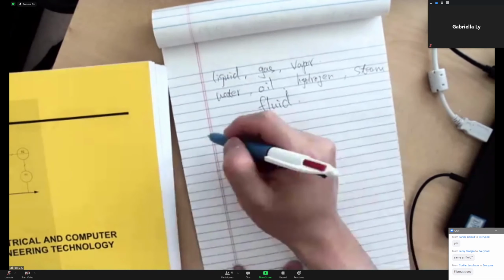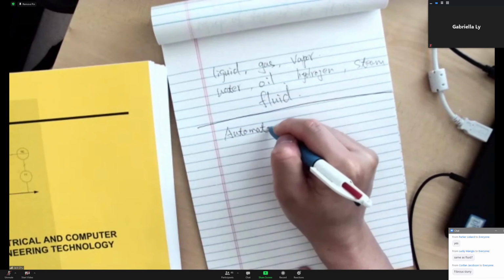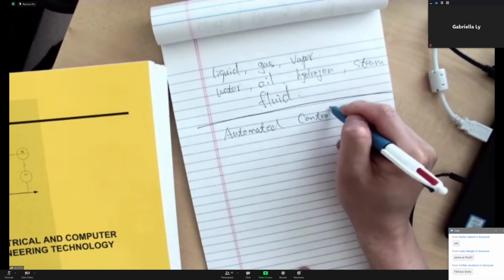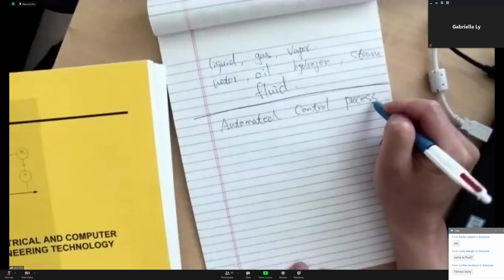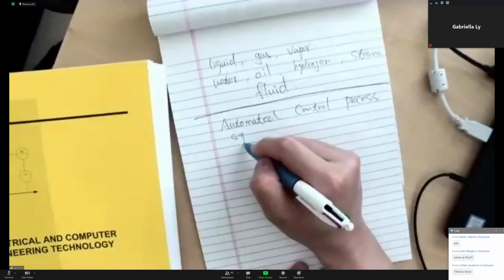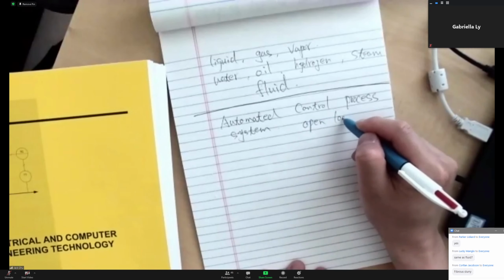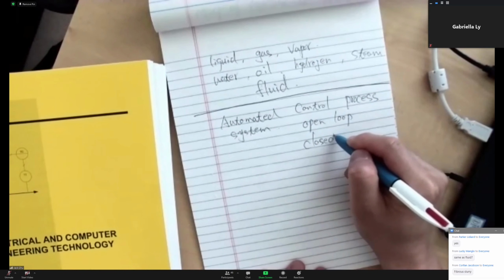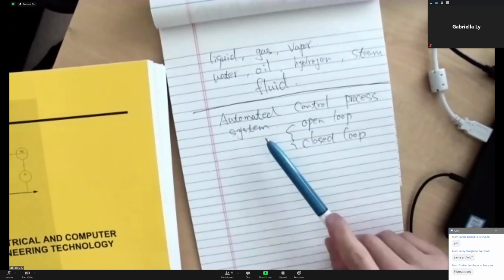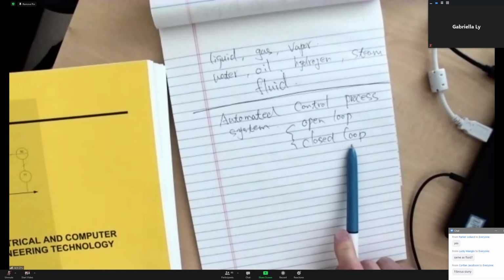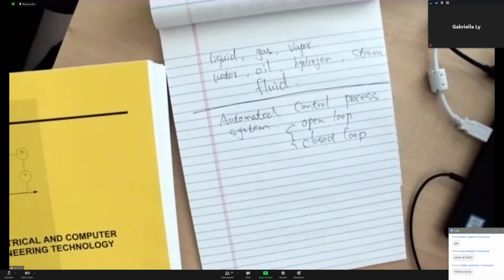Another one I think we mentioned before is for the automatic controls. Either you call it the control process or control systems, they have both open loop and closed loop, right? Don't just think that all automatic control has to be closed loop. So you could have an open loop automatic control system.